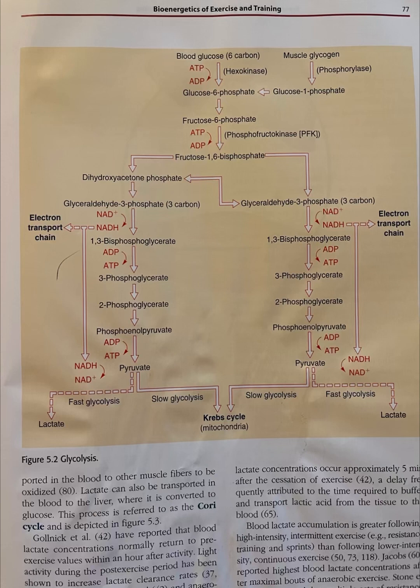So we're starting to produce. It's been costing us ATP. Now we're starting to produce it by transferring a phosphate group from the substrate to ADP. This newly generated ATP is the first net gain of ATP in the glycolytic pathway.